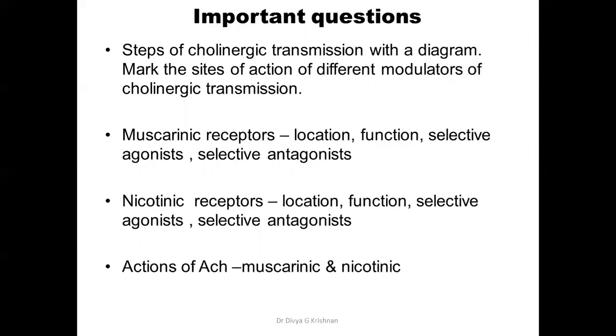And the muscarinic receptors, you can learn in a tabular form: location, function, selective agonist and selective antagonist. Similarly, you have to learn about the nicotinic receptors. I would advise you to make two charts of these receptors and stick them in your room so that you can always revise them again and again. And then the actions of acetylcholine you have to write under muscarinic actions and nicotinic actions.